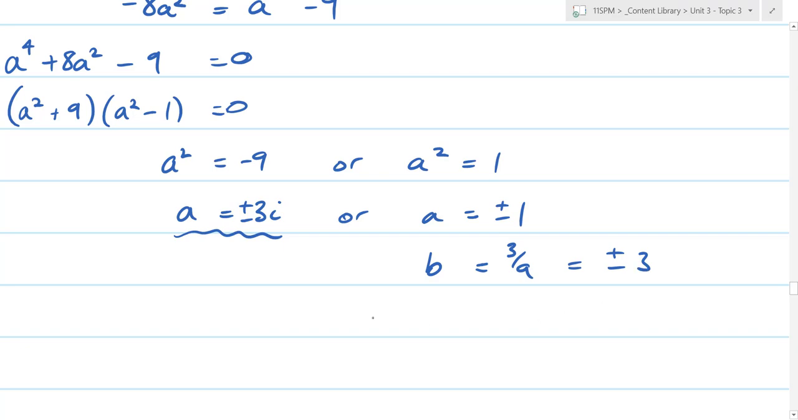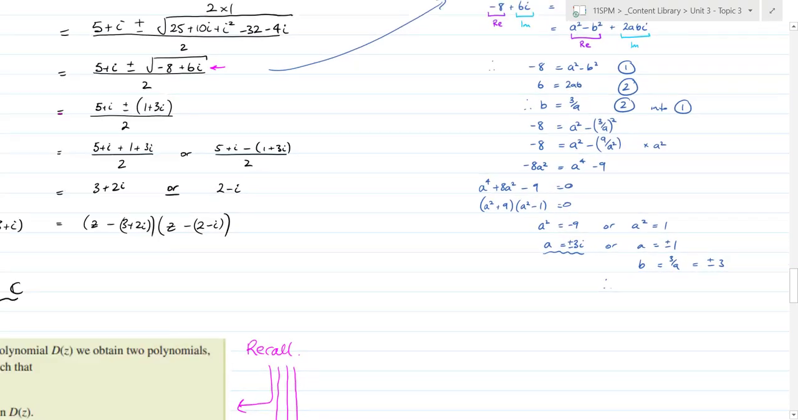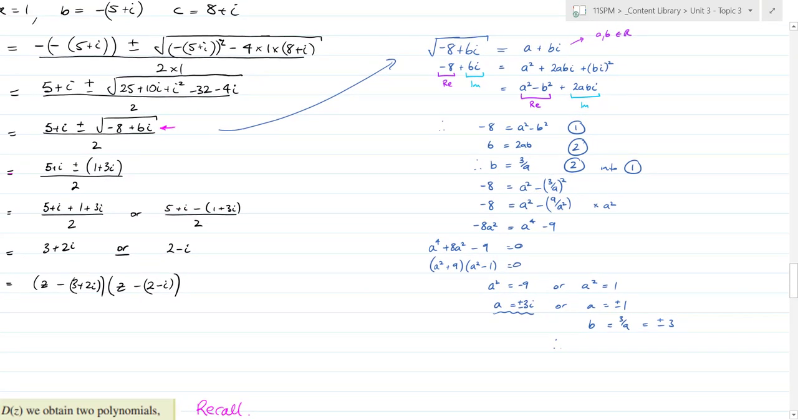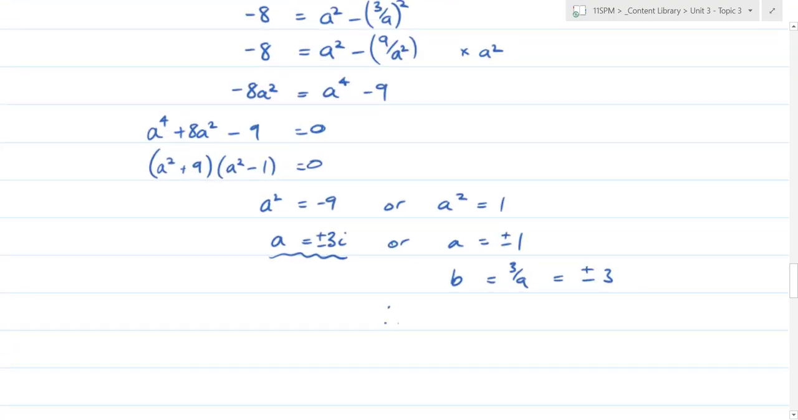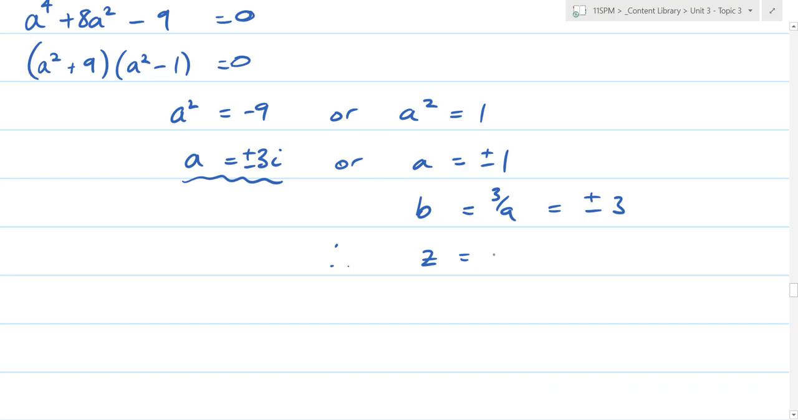And therefore, where am I at? Looks like I should get another one here. z is equal to, no, maybe I do need to use that a. No. 1 plus 3i, or negative 1 minus 3i.